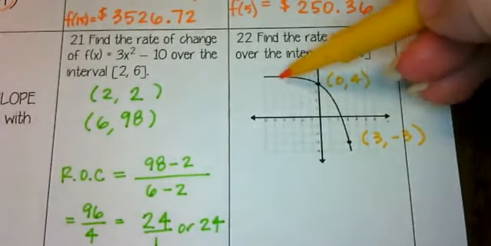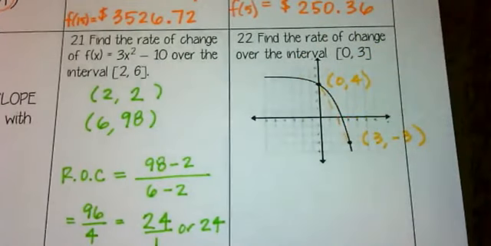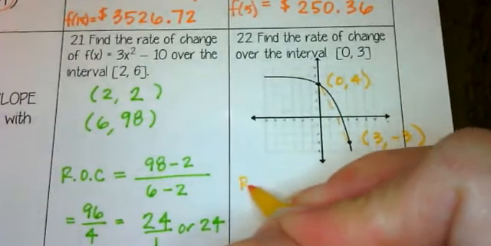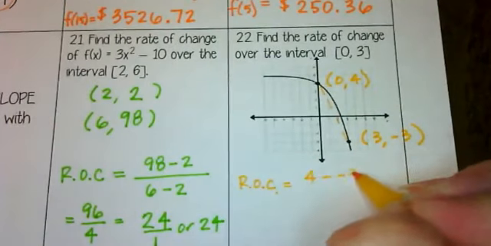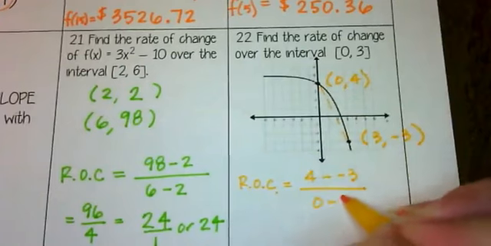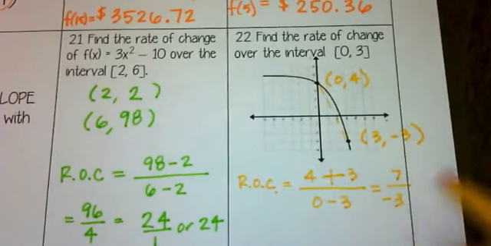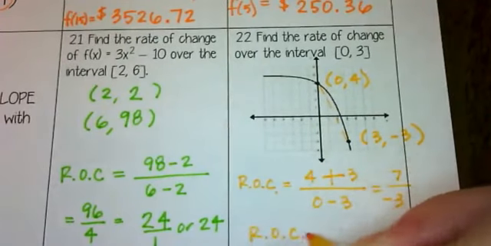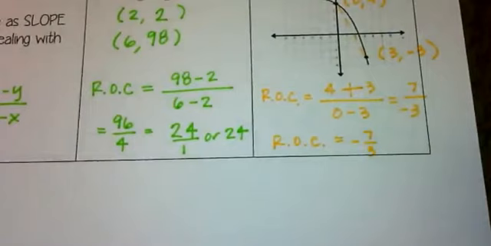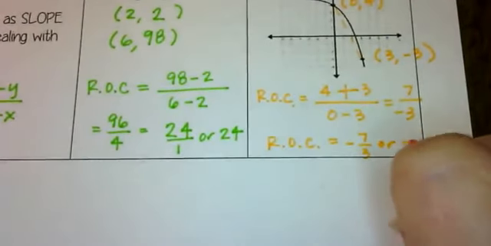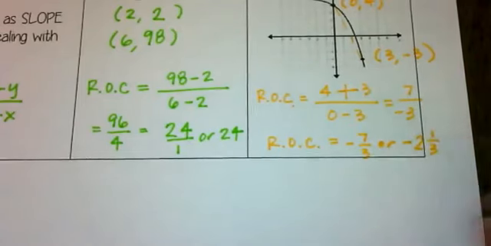So basically, we can't really describe this any other way than finding the slope between those 2 points. So the rate of change is going to be y minus y, so 4 minus negative 3 over x minus x. So this is going to be 7 over negative 3. So we would say that our rate of change is negative 7/3, which tells us that it's decreasing. Or if you wanted to, we could make this into a mixed number. So 3 goes into 7 twice with 1 left over.